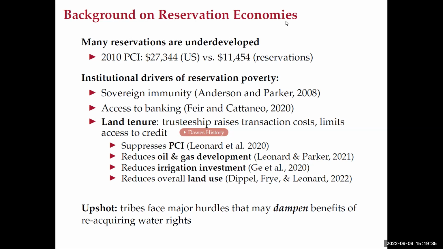And so, what's driving this? There's a lot of literature that suggests it's access to resources and the ability to use resources. And a lot of that comes down to things like access to banking, access to your own land, and whether you can do the sorts of development. This is a paper we wrote on irrigation investment, which basically says on reservation land, it's really hard to get access to capital to put in things like a center pivot irrigation system.